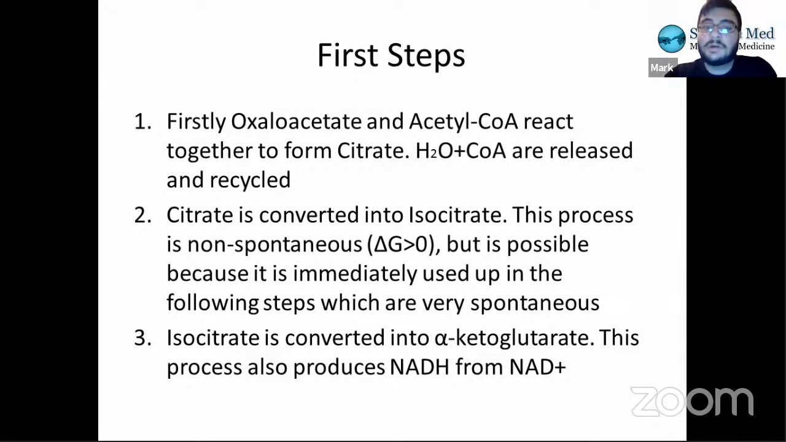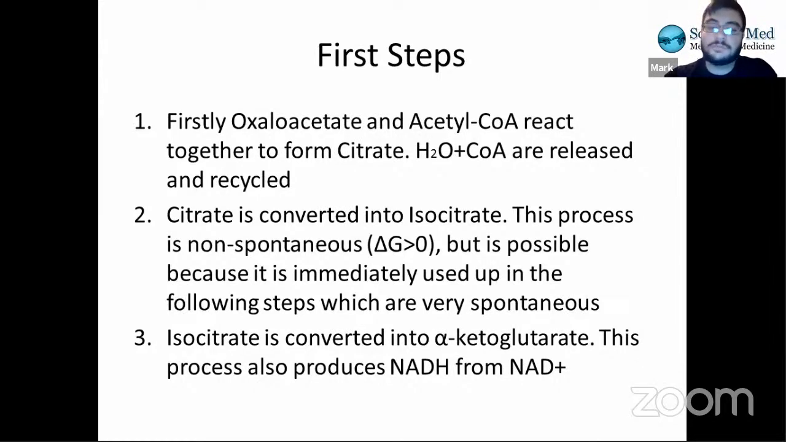The main thing I want to point out about this step is that it is very non-spontaneous, so it's very unfavorable. If you put this step in a test tube by itself, it would never happen. On its own it's very non-reactive and very unfavorable thermodynamically. But because it's immediately used up in the following steps, which are more spontaneous, it balances out. If the next step is very delta G negative, this step is a little bit delta G positive, but it'll still go forward because it wants to go down that valley of lowering energy.